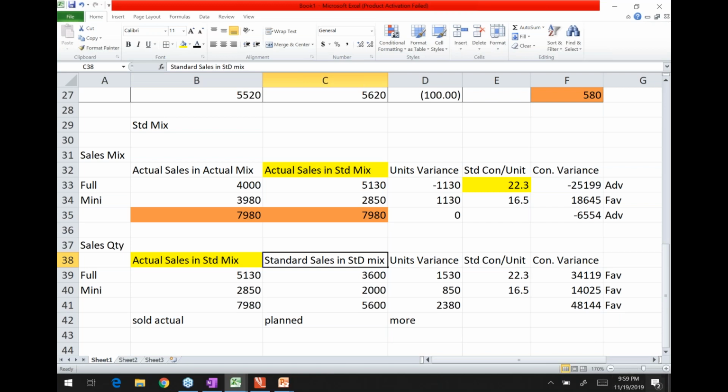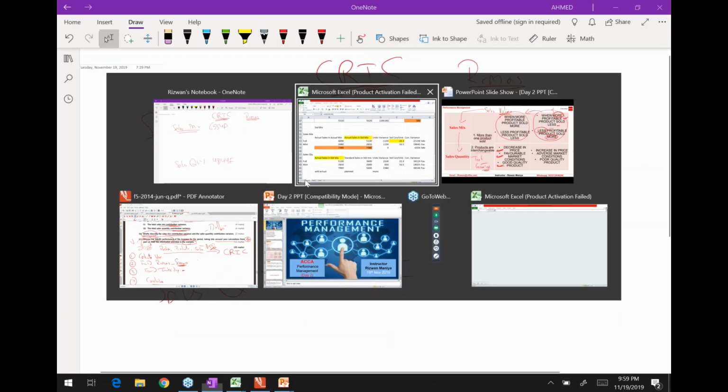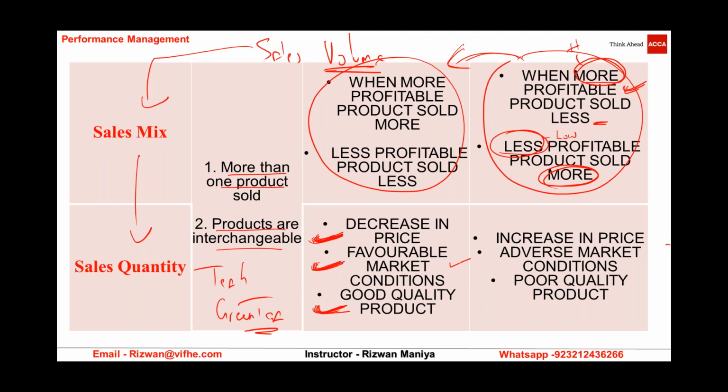Okay, so this is favorable. Now favorable could be because of a decrease in price, that is why more units sold, as we just saw. Maybe favorable market conditions, more units sold. Maybe good quality, more units sold. Now these are the basic reasons.